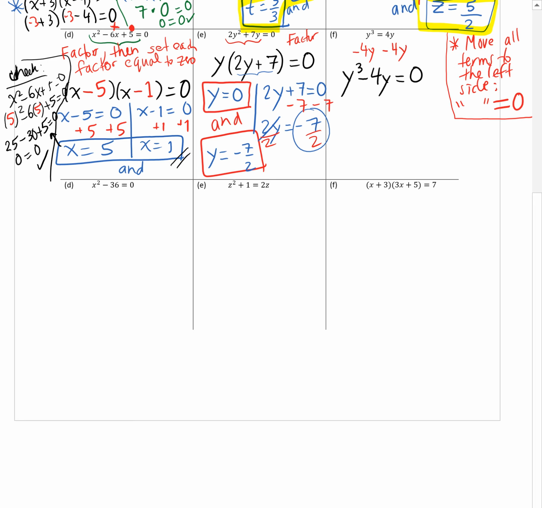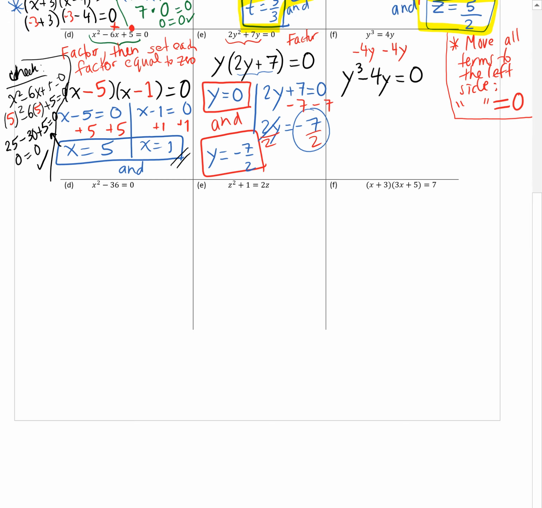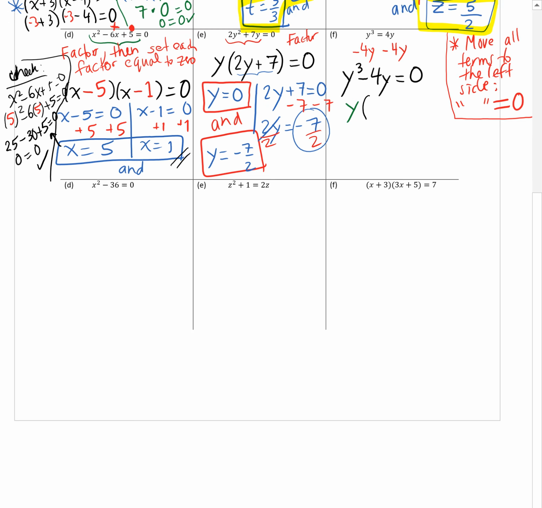Now this looks similar to part E, the previous problem, because there are two terms now, and if I want to factor this, they have something in common. They both have a y in common. So I'll first take a y out, and then what would be left? Y times what is y cubed? That would be y squared. Y times what is negative 4y? Well, that would be negative 4.